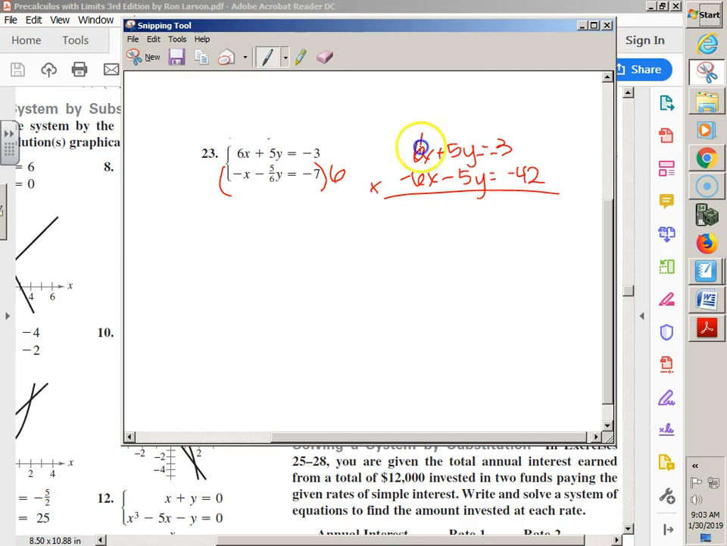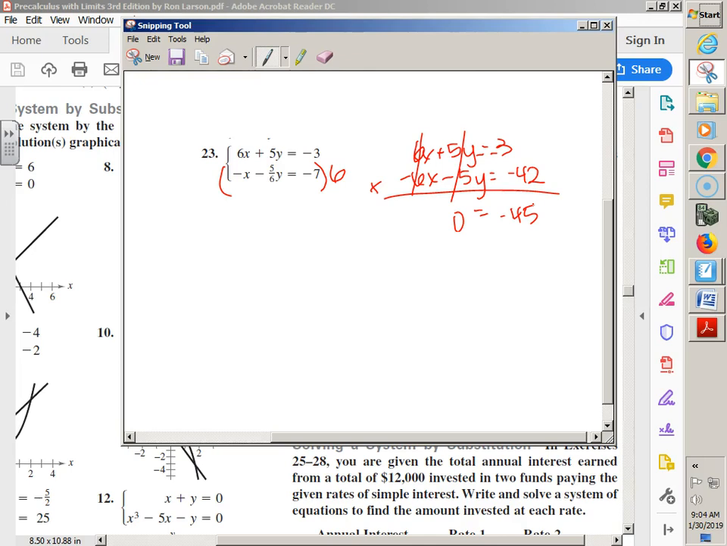Because then, is this a good thing? If 0 equals negative 45? Okay, forget that. Impossible, no solutions.